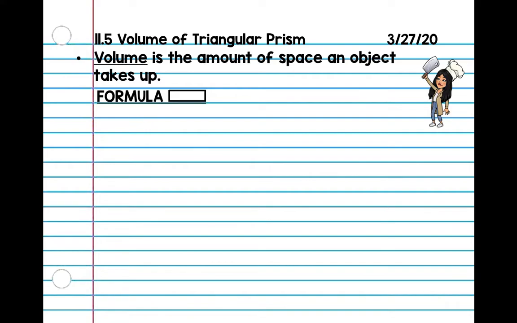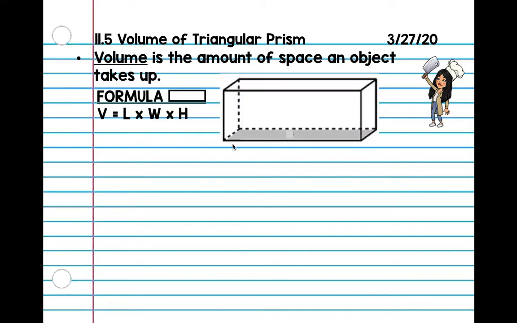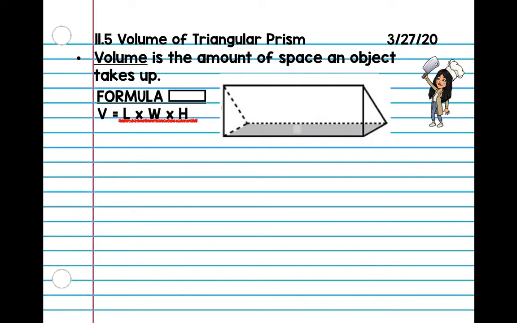Okay, so what do we remember about the formula of a rectangular prism? Volume equals length times width times height, and that's all we had to do. Now let's take my kitchen knife and cut that in half. What prism do I get? Exactly, I get a triangular prism. So really, if you just divide it by 2, we get a triangular prism. That's all you have to remember when we are solving for the volume of a triangular prism.